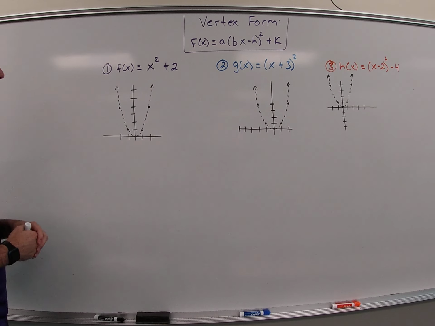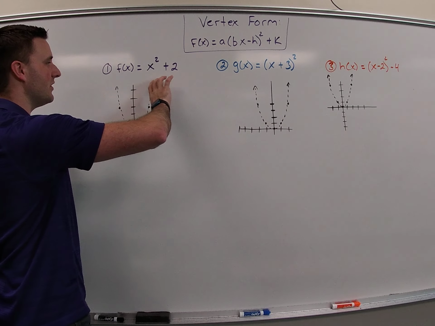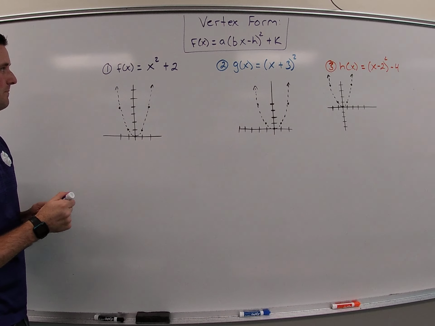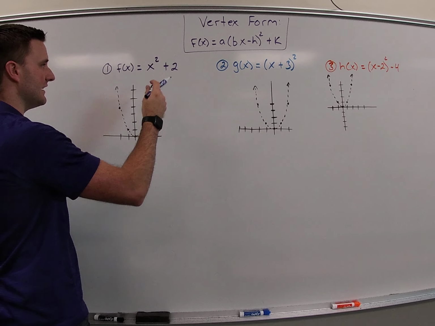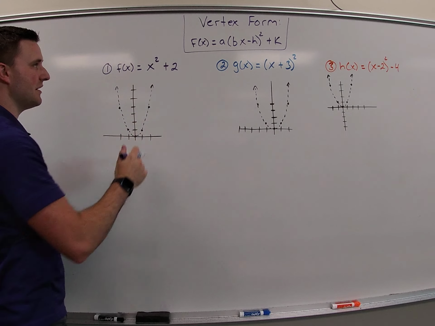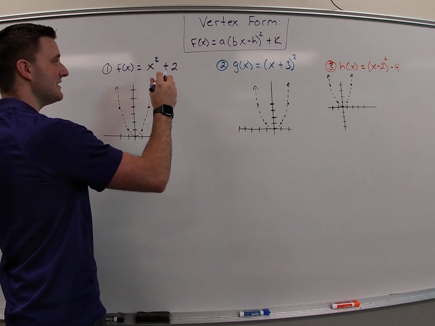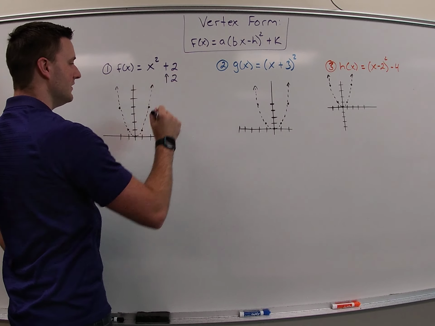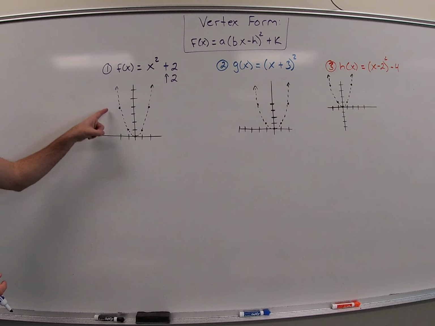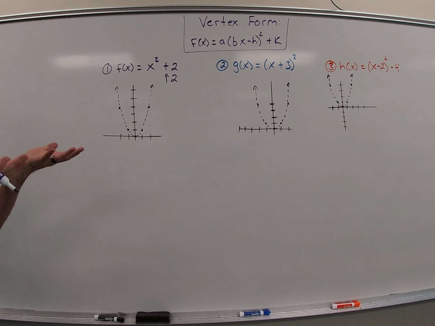So we're gonna start with the easier one, the k. The k is your function outside of the parentheses, and so we'll notice that it's not inside the parentheses and it's separated by a plus or a minus. So because it says plus 2, this means we're gonna go up 2, or a distance of 2, meaning every point from the parent function is gonna go up 2.